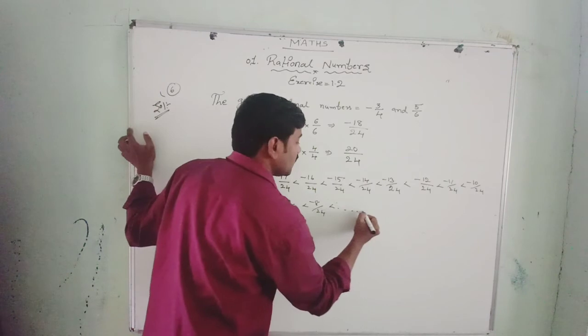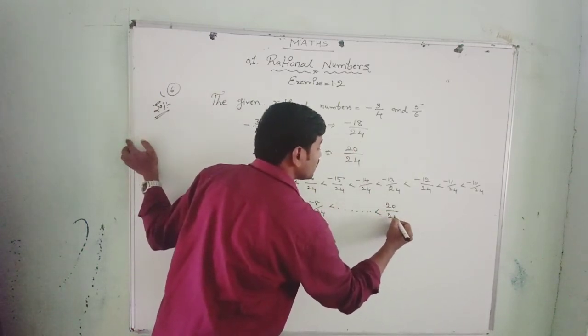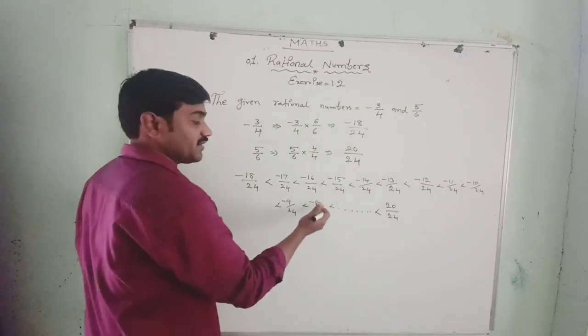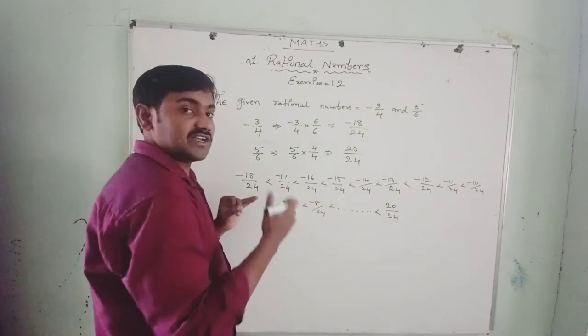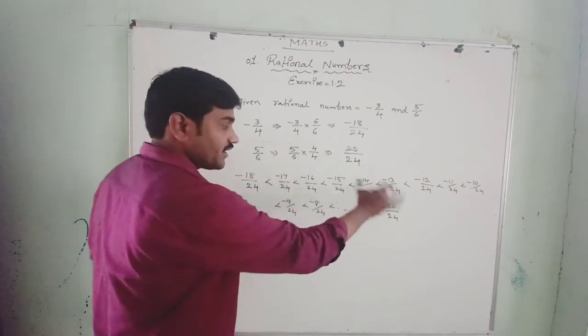Not required. And let us go up to less than 20 by 24. It is plus 20 again. It is minus 8 only. Minus 7, minus 6, minus 5, minus 4, 3, 2, 0, plus 1, 2, 3, 4. We can write like that.